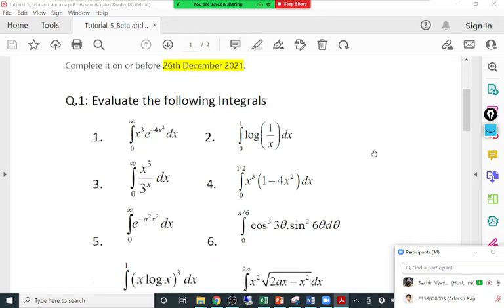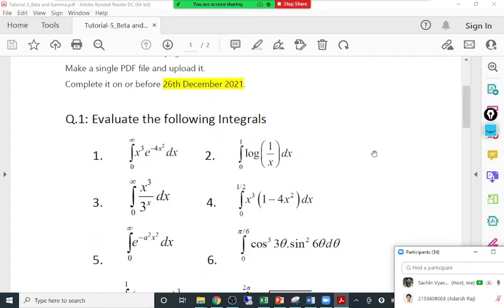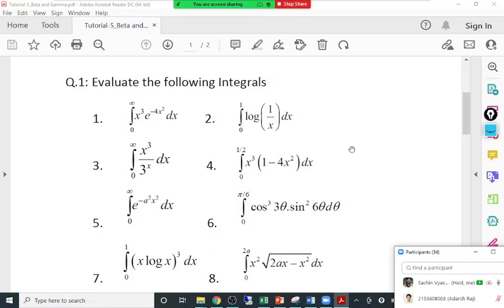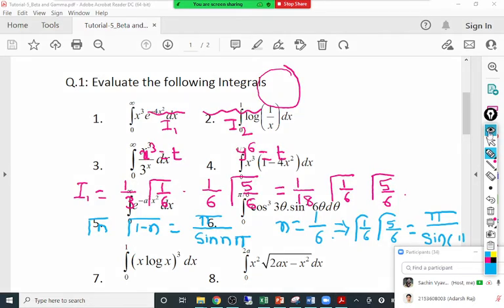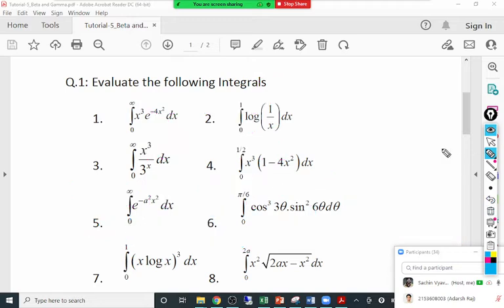So we'll start with question 1. Question 1 is to evaluate the integral. The most important thing in beta and gamma is the identification. You should be able to identify whether the example is on a beta or on a gamma function. That is the main thing. There are a few questions here, let me discuss them one by one.